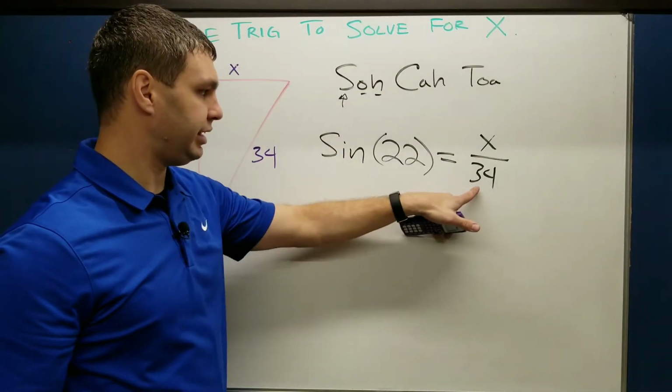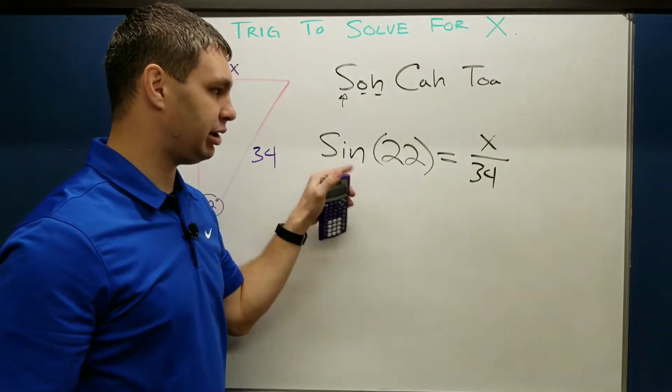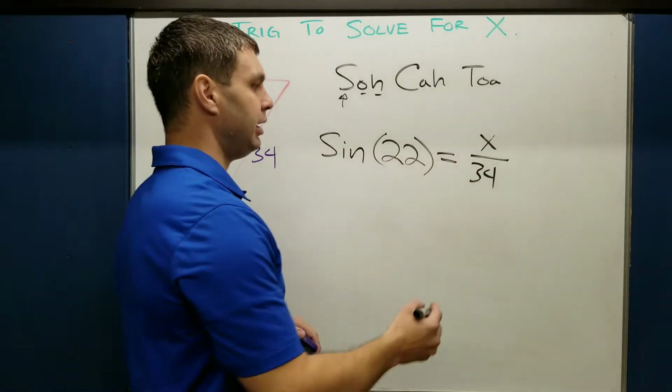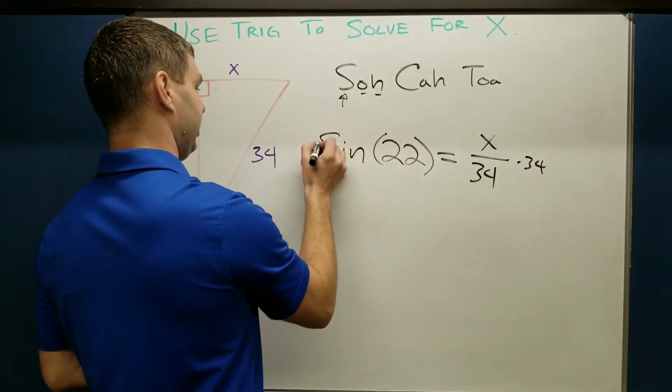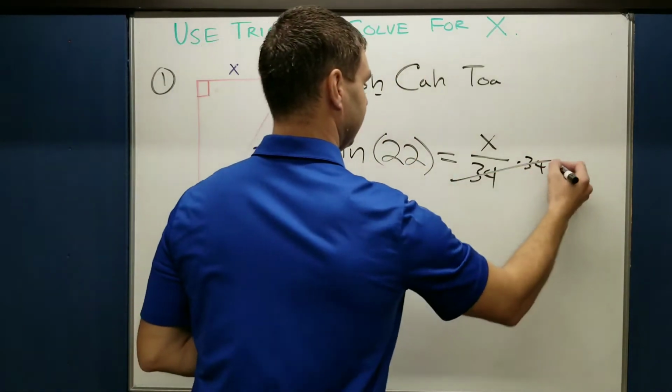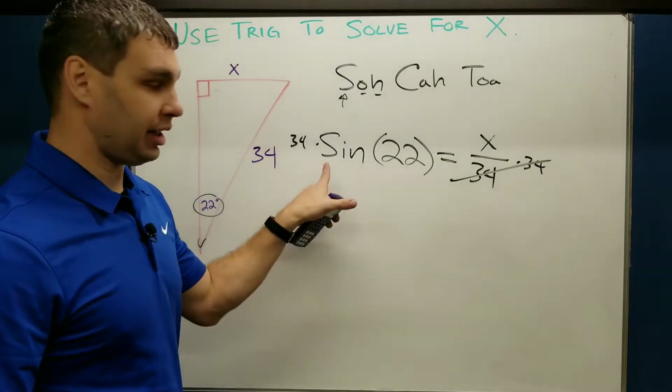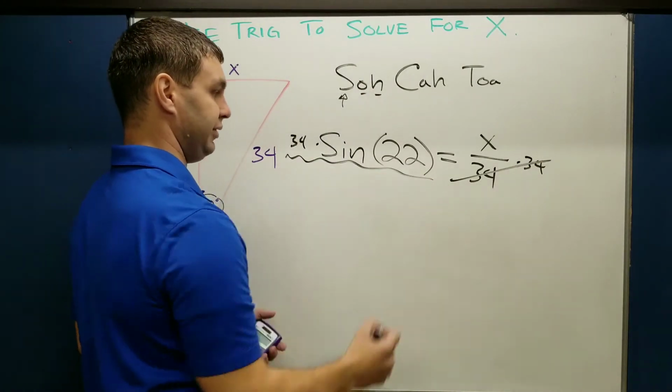To solve for X, I need to multiply both sides by 34 to get X isolated. When I multiply by 34 on one side, I have to do it to the other side as well. So on the right side, they're going to cancel. On the left side, what I'm left with is 34 sine of 22.